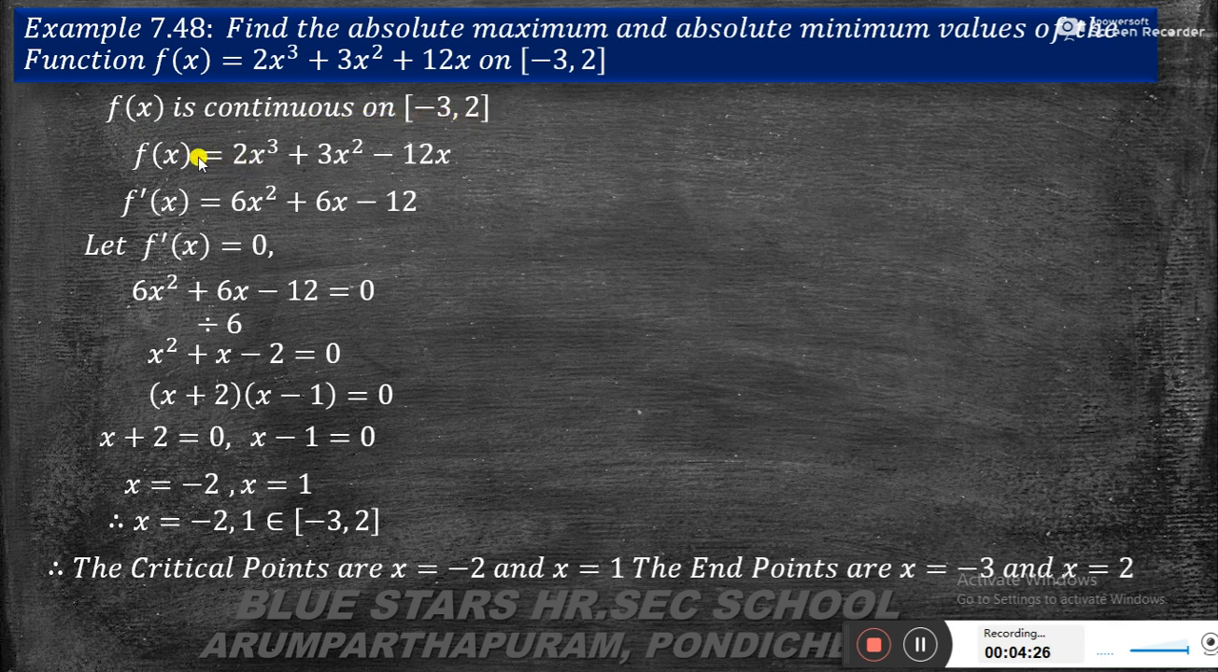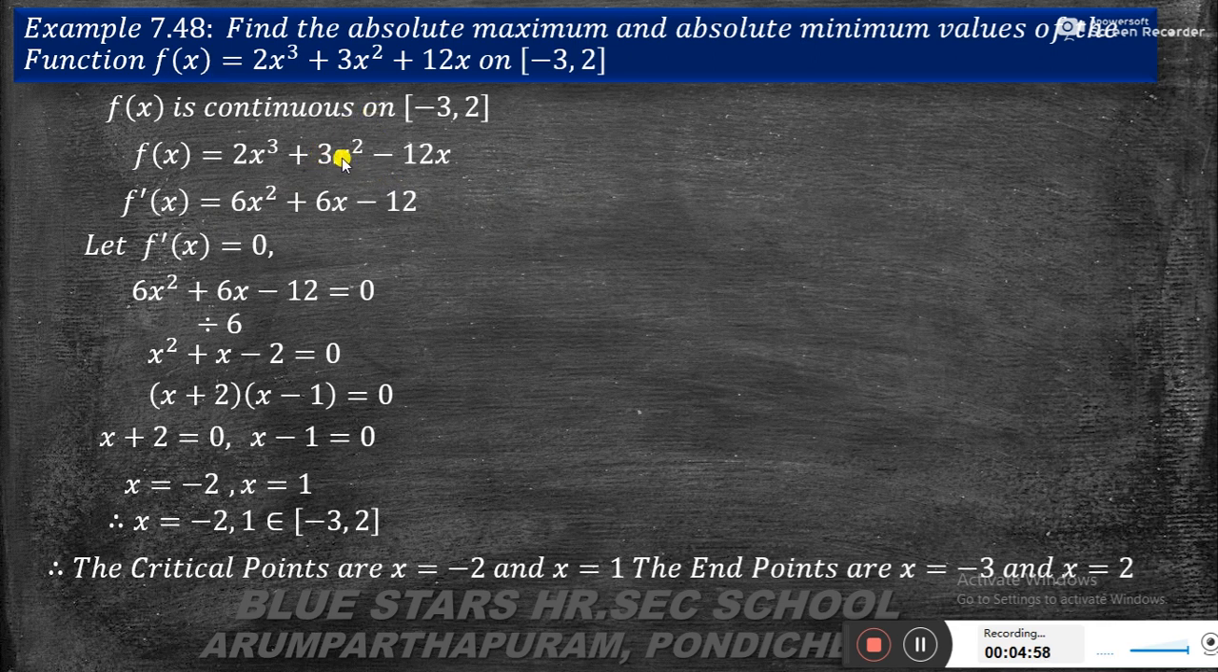The second step, I write the given function, f of x equal to 2x cube plus 3x square. Here the given equation is 2x cube plus 3x square minus 12x. There is a minus sign, minus 12x. So the given function is 2x cube plus 3x square minus 12x. Now I take the differentiation. f dash of x equal to 2 into, I differentiate the x cube, 3x square, so 6x square, plus 3 into, I differentiate the x square.